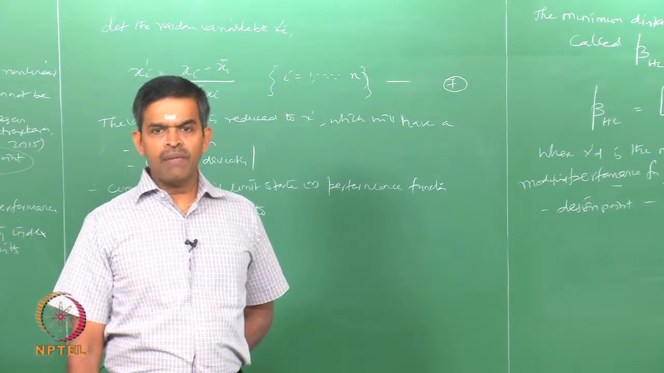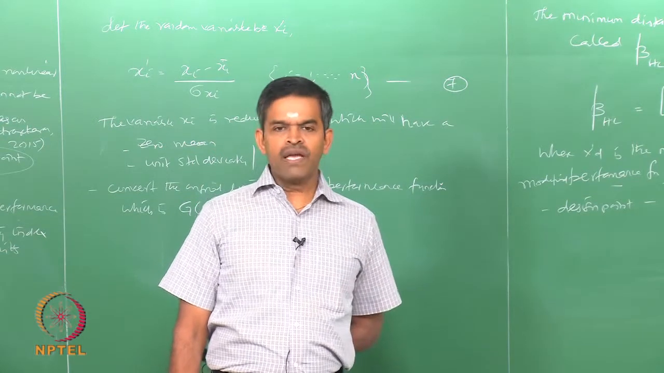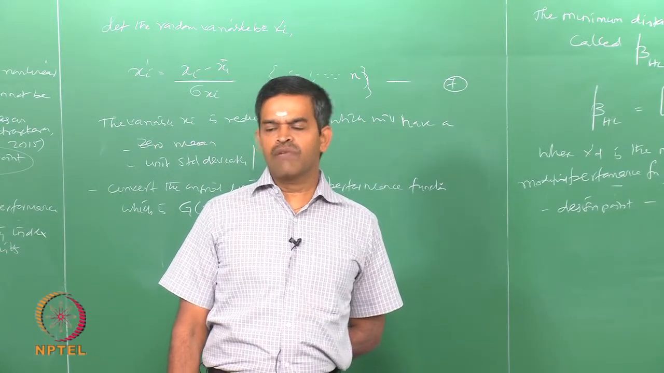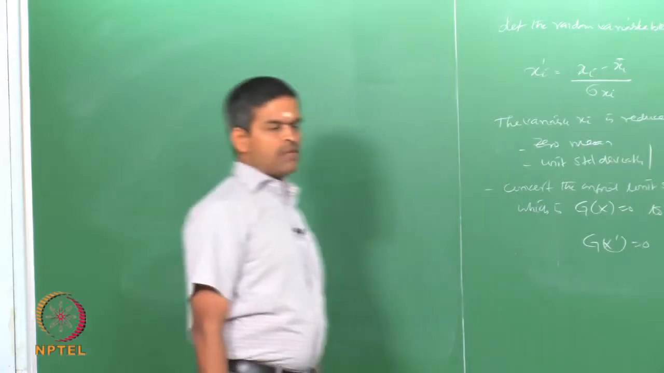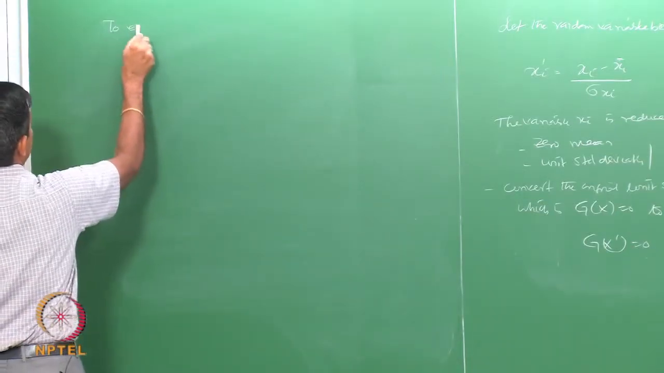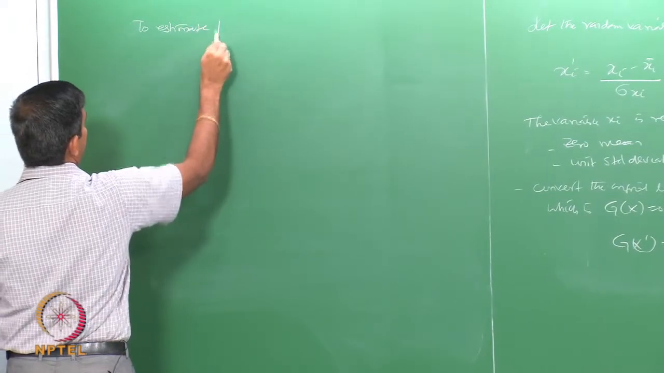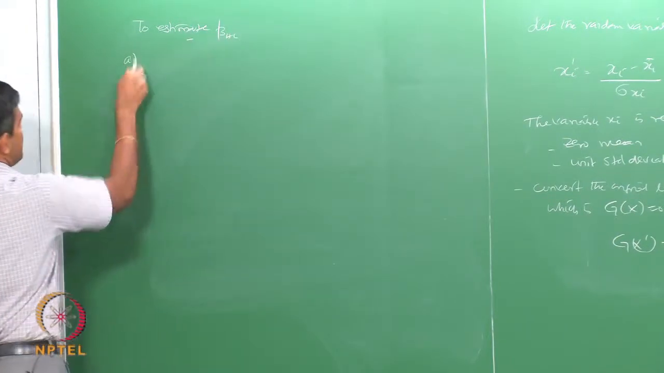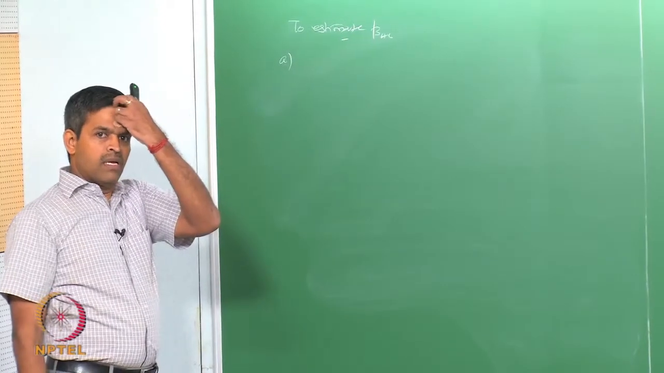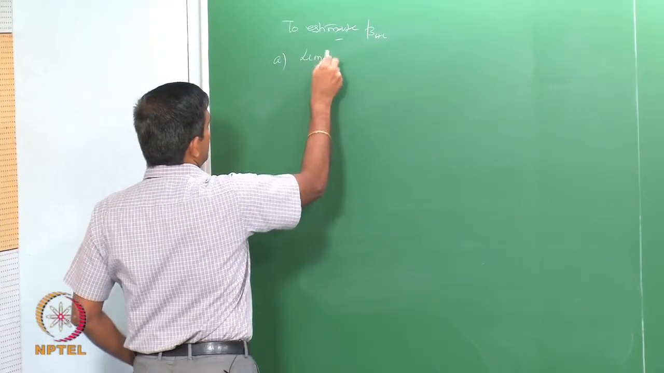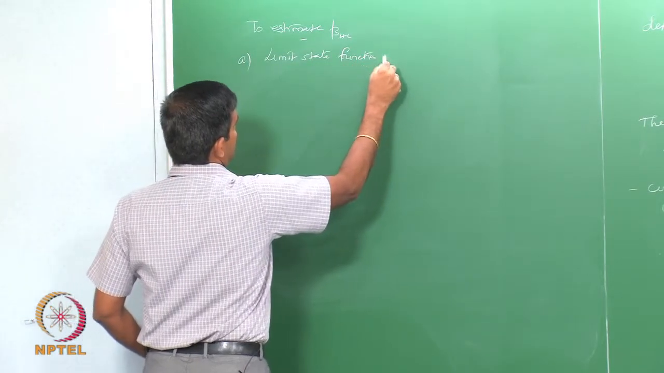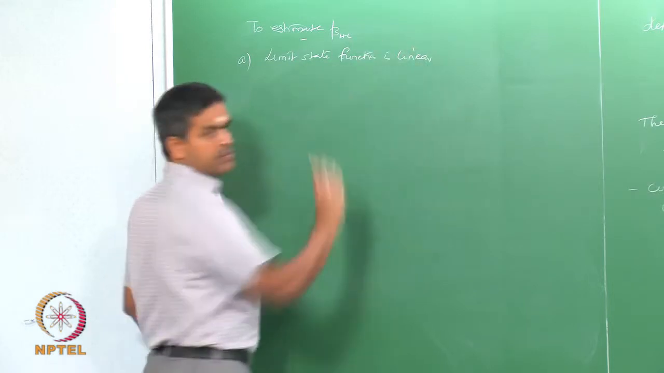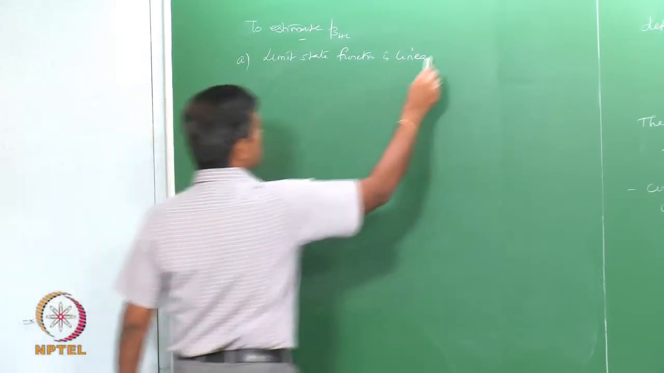So, the importance of finding beta HL can be explained with the help of a linear limit state function of two variables for better understanding. So, the objective is to estimate beta HL. Okay, we will take a simple case. The limit state function or performance function is linear, and the number of variables is 2.